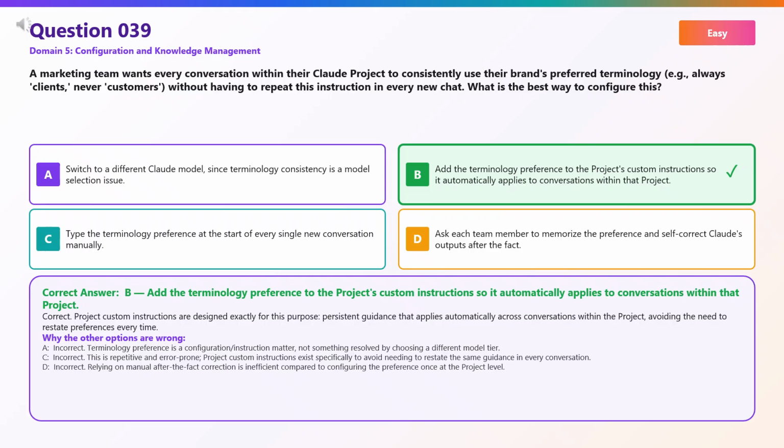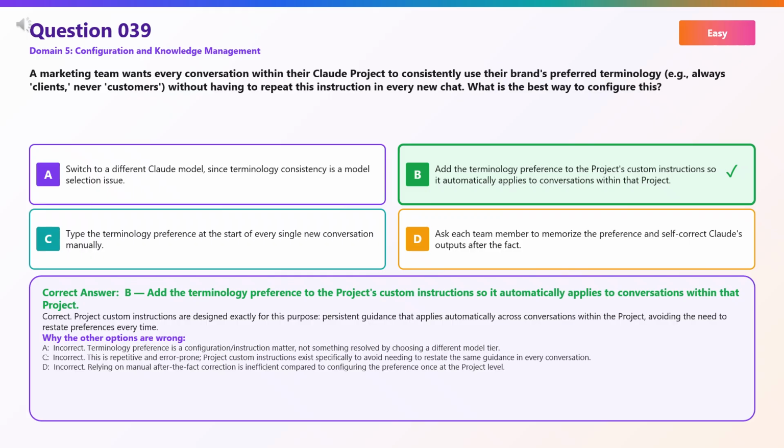Now, why the other options are wrong? A. Switch to a different Claude model since terminology consistency is a model selection issue. Is incorrect. Terminology preference is a configuration/instruction matter, not something resolved by choosing a different model tier. C. Type the terminology preference at the start of every single new conversation manually. Is incorrect. This is repetitive and error-prone.